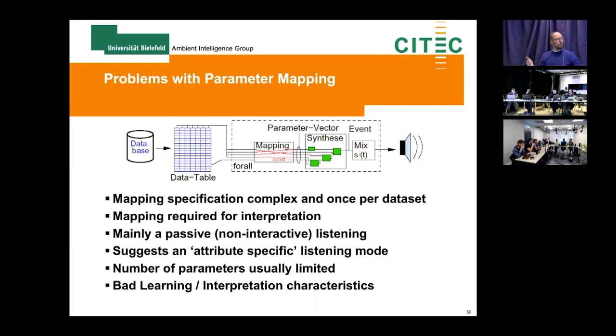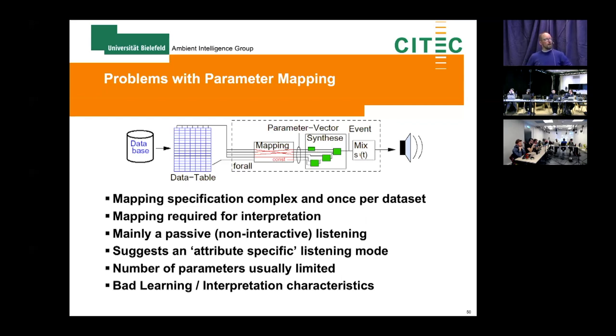First off, mapping specification is complex and needs to be done for every new data set. You've got a new data set, it's going to have new variables and features, so you need to craft a new mapping. That's a pain, so it's really difficult. And because every mapping is new, you always need to have that mapping available for interpretation, because you don't know what in this new data set was mapped to pitch. So in order to interpret the sound with respect to the data, you need to look at the mapping.